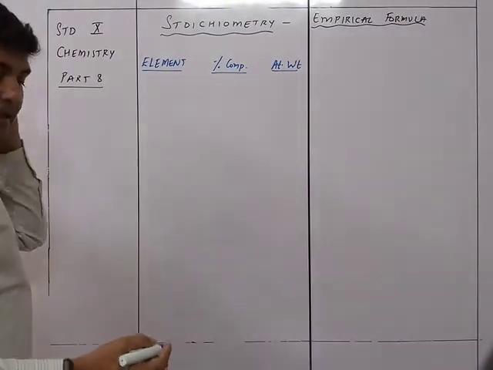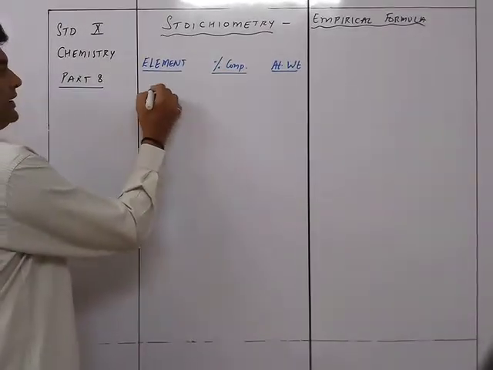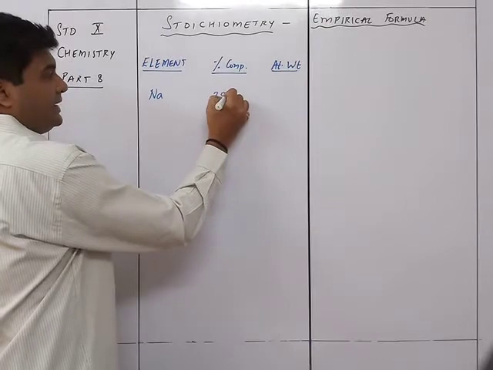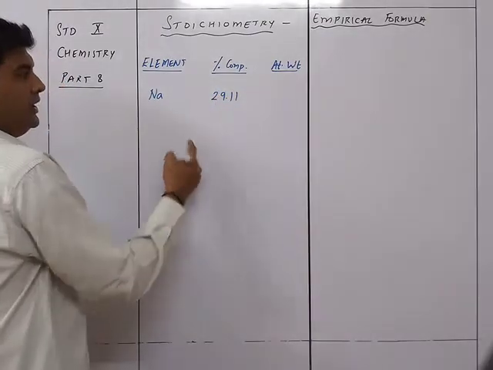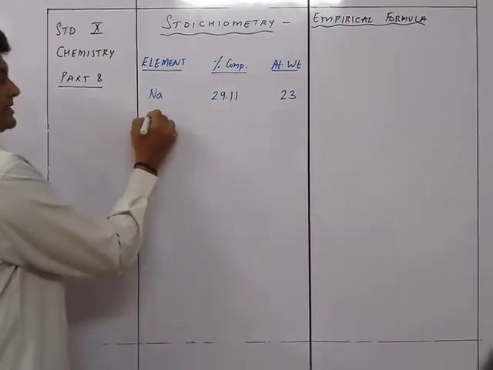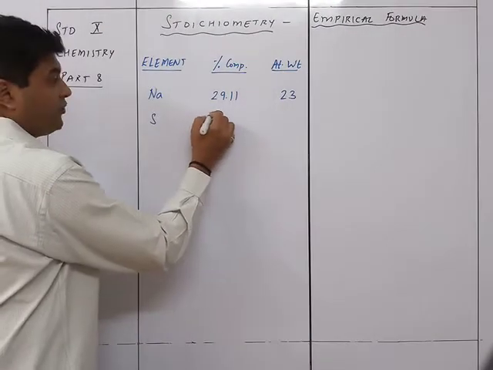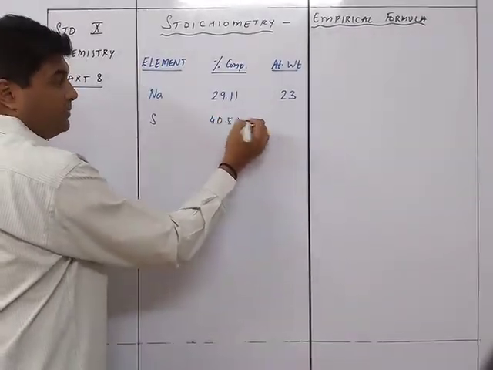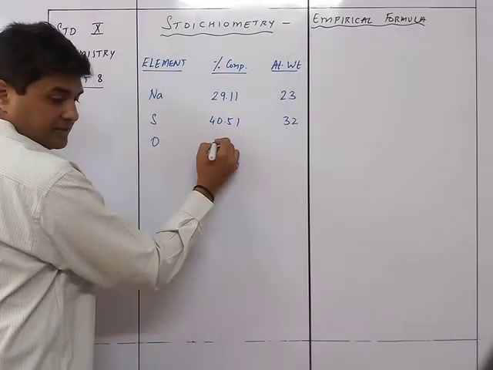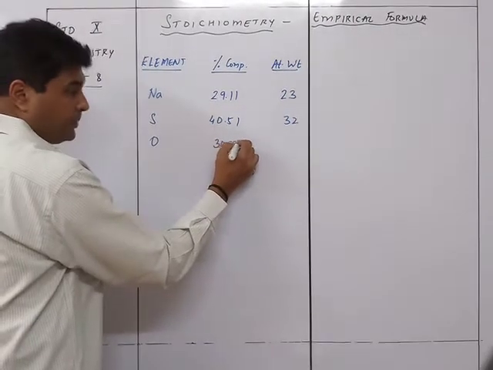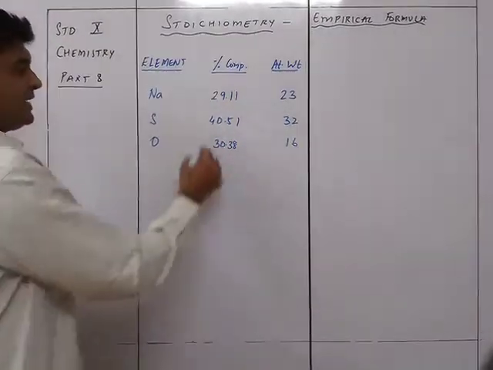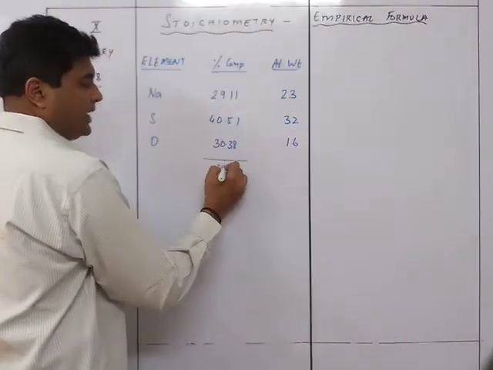In the example given here, it is Na, that is sodium, with a percentage of 29.11%, and we know its atomic weight is 23. The next is sulfur, given as 40.51%, and we know this is 32, and oxygen is given as 30.38% and its atomic weight is 16. You'll always find that the sum of all these three percentages has to be 100.